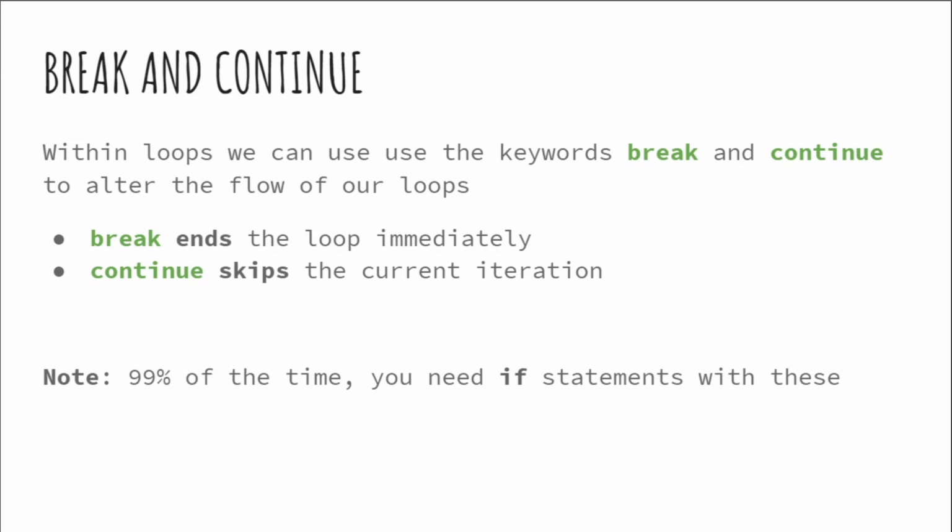Break ends the loop immediately. And so if we were in a while loop and we type break, that will break out and take us back to our regular code flow. Continue skips the rest of the current iteration and goes to the next one. Most of the time you're going to be using these with an if statement, because otherwise, you would just have break or continue, and that would either make your loop totally useless or make anything coming after the continue in your loop totally useless.